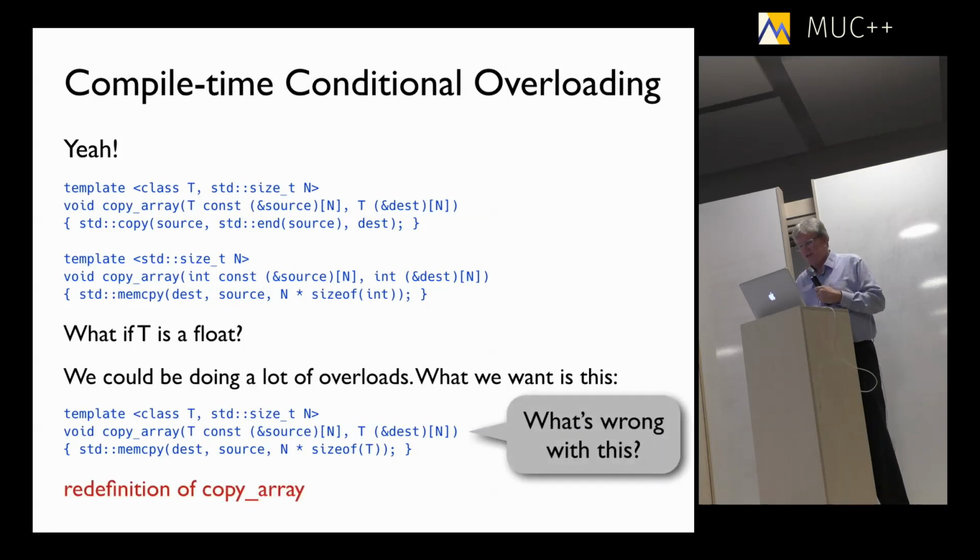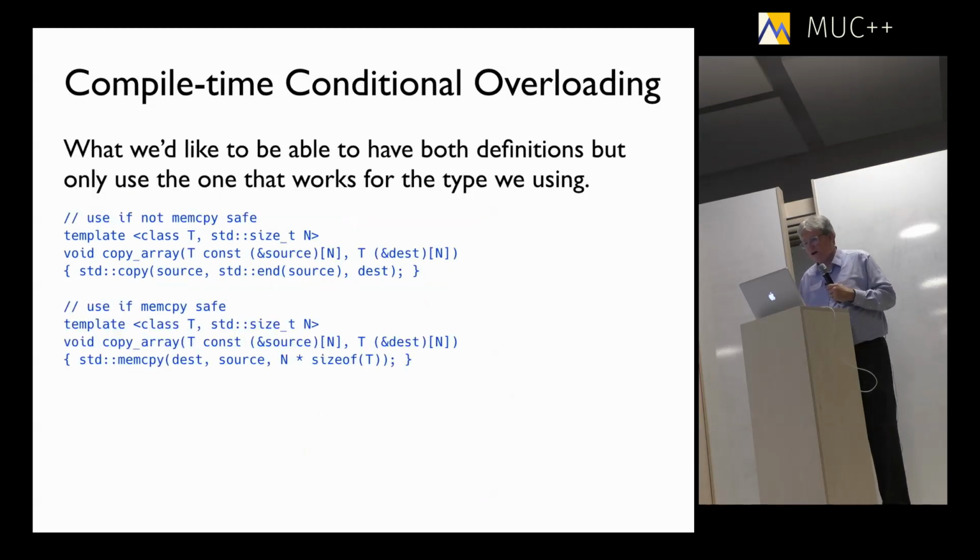We've gone back to a redefinition, right? Because the original definition of copy array and this definition of copy array turn out to have the exact same signature. The implementation is different, but the signature is the same. So the compiler won't know which function we want to call when we call it. So that's not going to work, right?